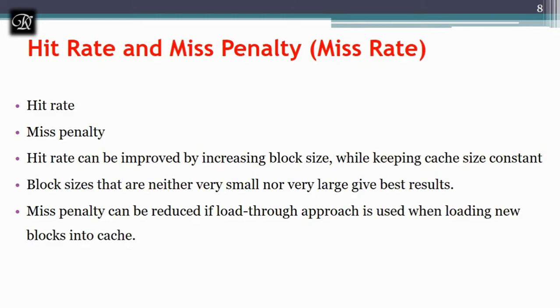Why we call it a penalty is because when a miss happens, we have to do something more, like spend some more time. That time is what we pay as a penalty. But how can we improve this? How do we increase the hit rate and reduce the miss penalty? Hit rate can be improved by increasing the block size.